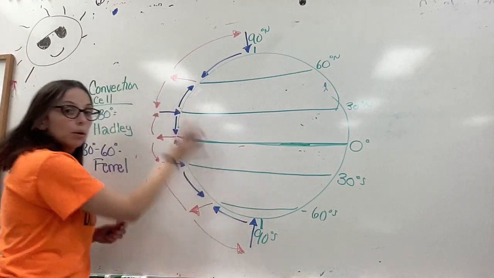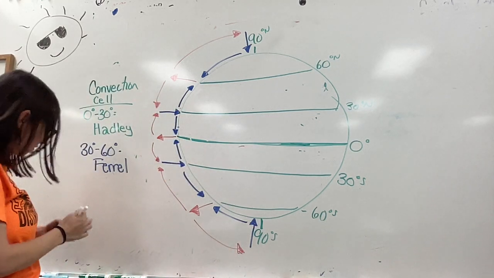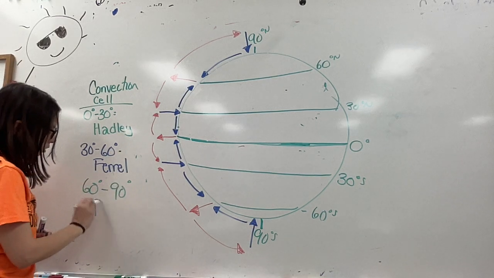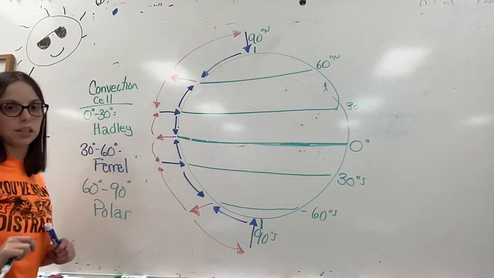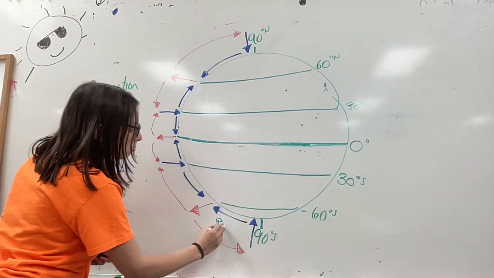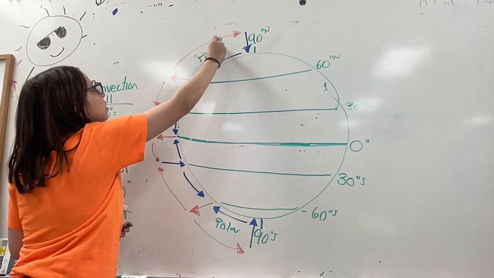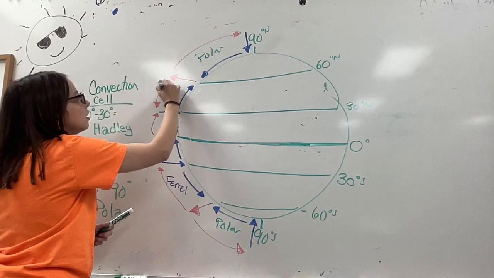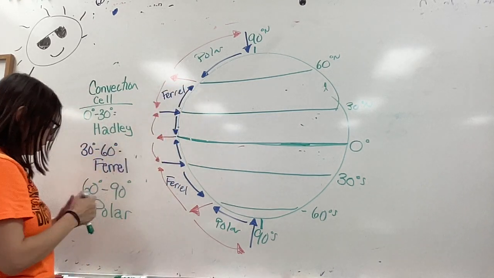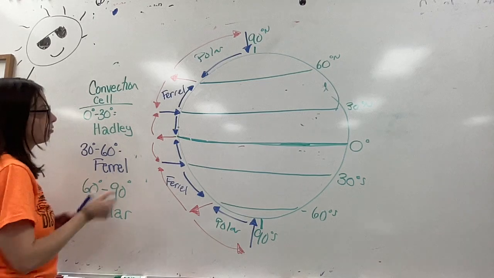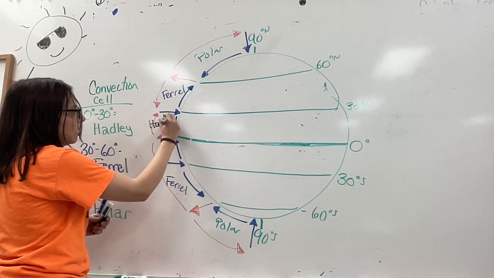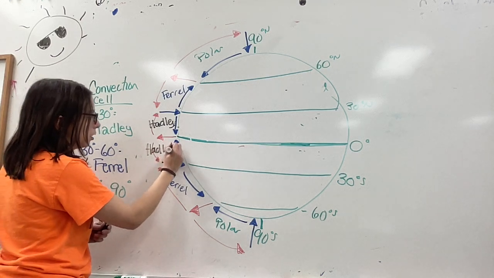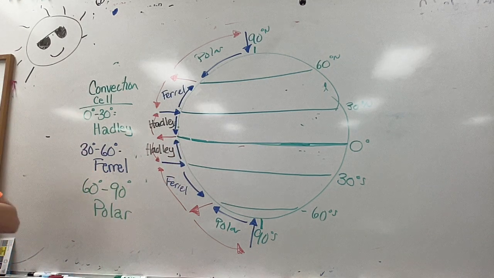Okay. So we have another set of convection cells. Between 60 degrees and 90 degrees, we call these polar cells. All right? So here's a polar cell, polar, Ferrel cell, Ferrel, and then of course in the middle, Hadley cell. That says Hadley, everybody. Hadley. All right. So now I have my convection cells.